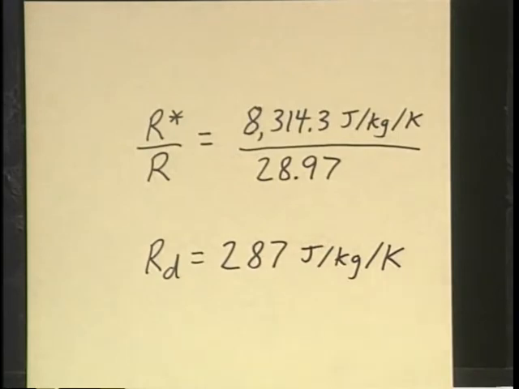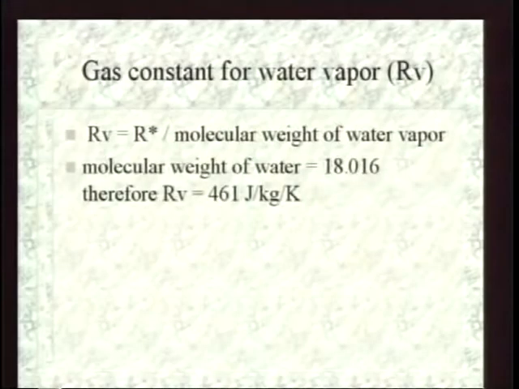Next, we're going to look at the gas constant for water vapor, which is RV. RV is equal to R star divided by the molecular weight of water vapor. Now, we're assuming here that we have an air sample and it is completely water vapor. There's no other air within the water vapor. It's an air sample of 100% water vapor.